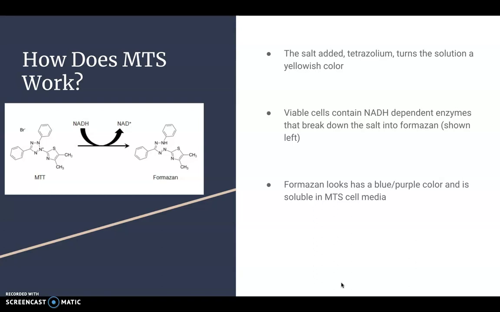As you can see here on the left, this is our MTT, so this is going to be our salt, the tetrazolium. And then you can see here the NADH loses the hydrogen and formazan is produced, which is how we're going to see that purplish color, which is where we get the readouts.